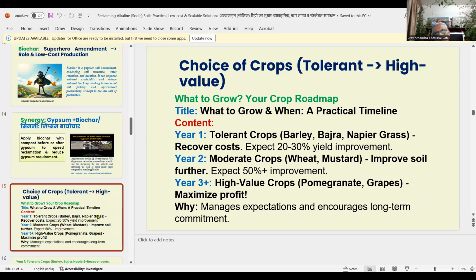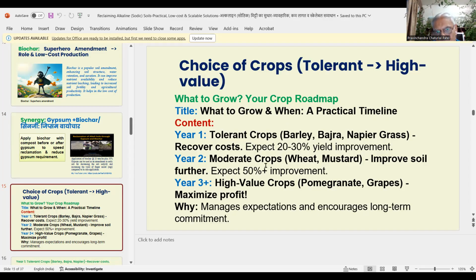Choice of crop: tolerant, high value. What to grow, your crop roadmap. Title: what to grow and when. A practical timeline. In year one, after reclamation, we have to grow tolerant crops like barley, bajra, napier grass. Recover cost; expect 20 to 30% yield improvement.